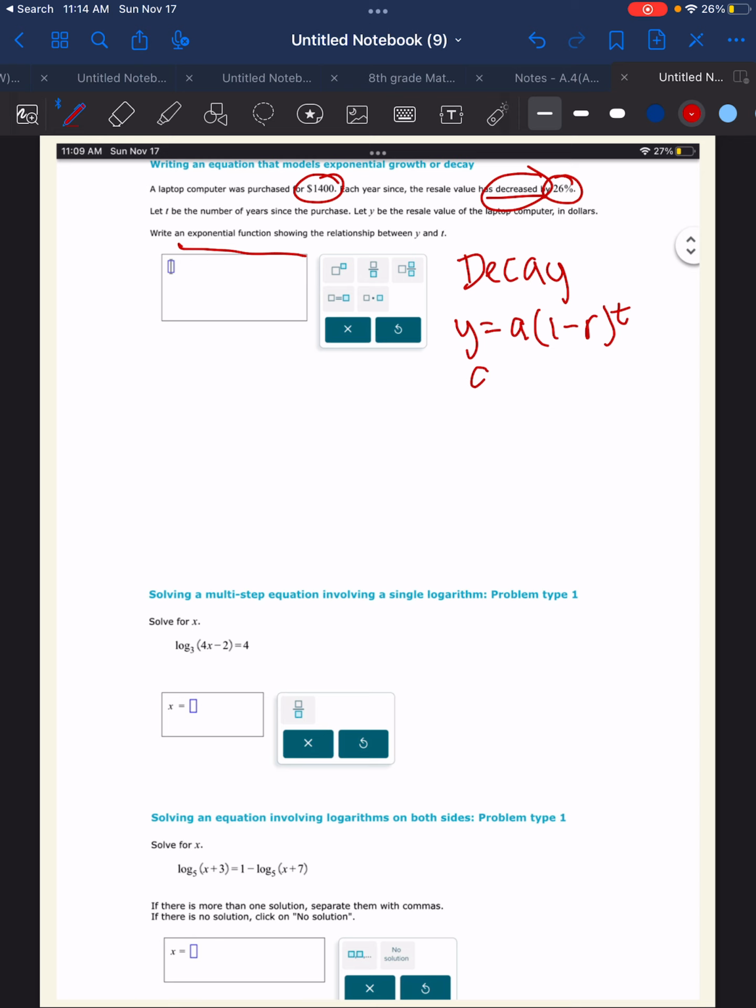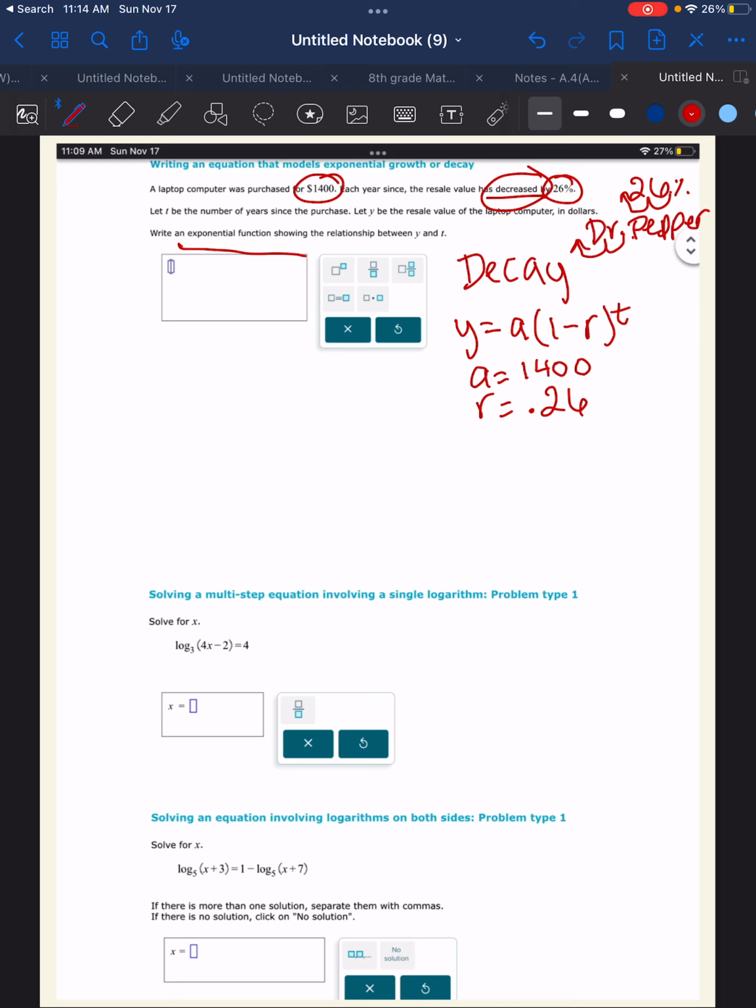Let's go ahead and identify what A is and what R is so we can write our equation. A in this case is 1400. Your R is 26%, but we need to change that to a decimal. If I change percent to a decimal, we do Dr. Pepper. I want to go from percent to decimal, so from P to D, I go 2 places to the left. So 1, 2. So 0.26.